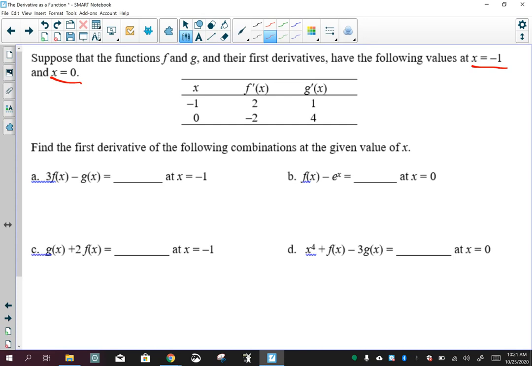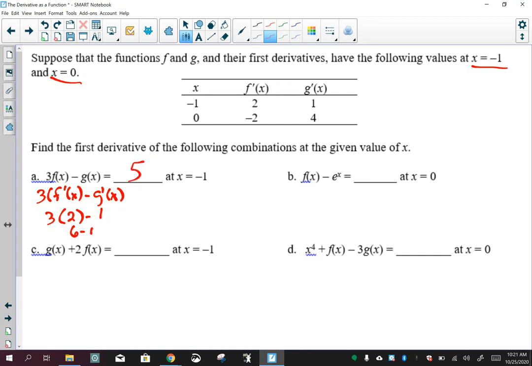Okay. So on this one, at -1, I want 3 times f prime. So what I'm doing, I've got 3 times f prime of x minus g prime of x. So this is what this is asking us to do. So I have 3 times f prime. So that's this piece right here. 2 minus g prime, which is 1. So 6 minus 1 gives me 5.